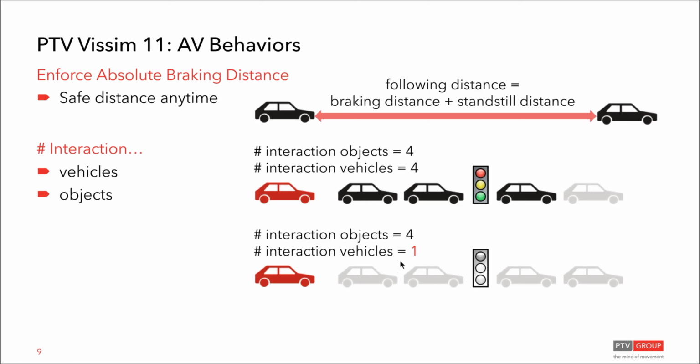So if we limit the interaction vehicles to only 1, but keep the interaction objects at 4, this vehicle will only see 1 vehicle. That might be because of some kind of sensors, so that an autonomous vehicle will not be able to see further than this 1 vehicle. But what we still want to guarantee with interaction objects 4 is that this vehicle can see the next signal head because of connectivity or other reasons. So now you can make this separation between objects and vehicles, which was previously not available.